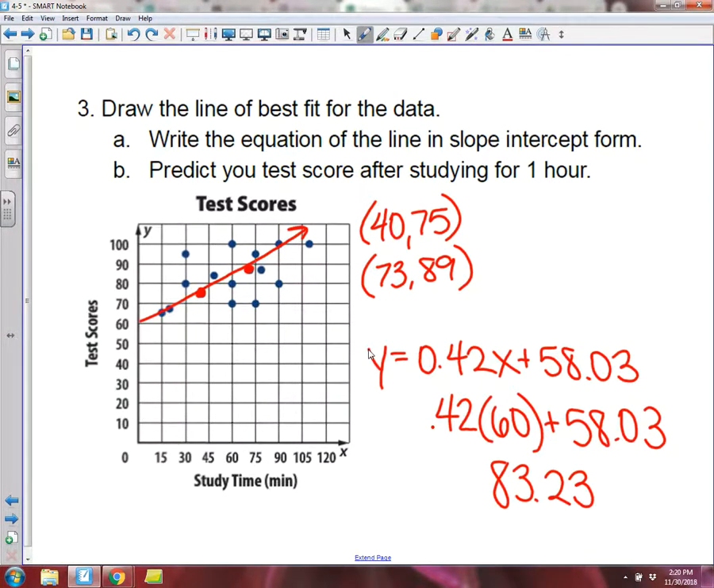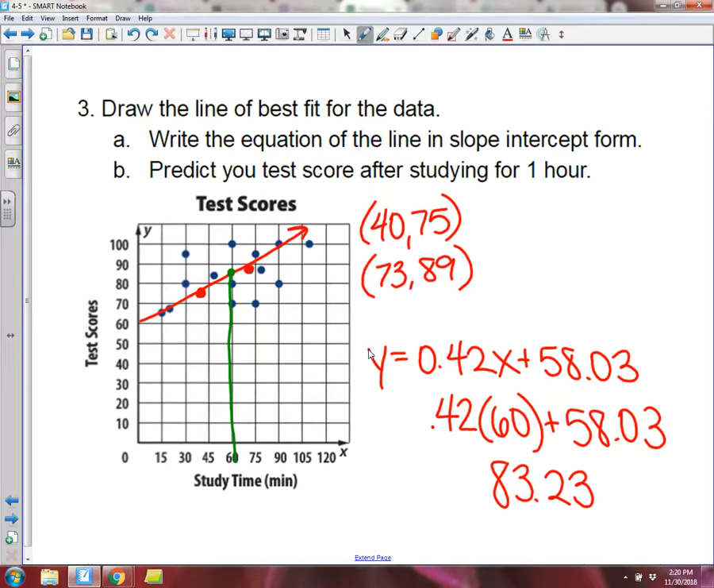Can you have a decimal of a percentage on a test? Does it have to be a whole number? Doesn't have to be a whole number. So we're okay with the decimal there. Let's see how our answer looks on our graph. I'm going to where 60 is. If I follow where 60 is up to my graph, does that look like approximately 83? Around there, doesn't it? So we must be pretty close to being right there.